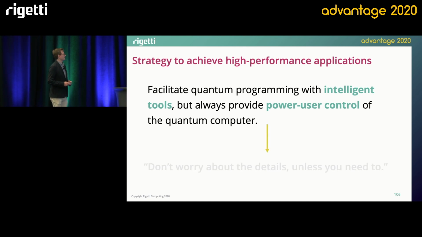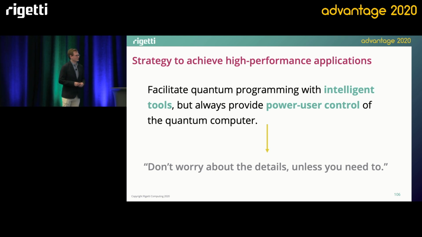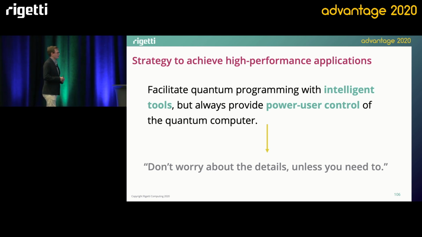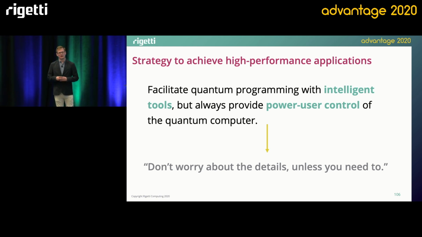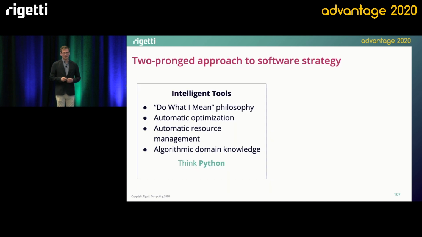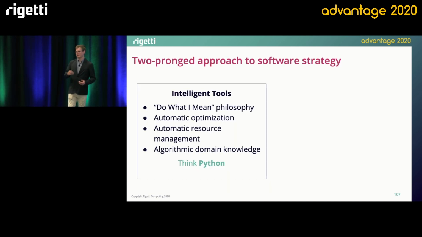I put a simple tagline about this, which is, ideally you would not worry about the details until you need to. If you can write your application ignorant of as many details as possible and think about just the problem at hand, that's ideal. But when push comes to shove and you want extra control over the system or application or what have you, you ought to have that. So we have these two levers: leveraging intelligent software, and leveraging you, the user. And this leads to a two-pronged approach.